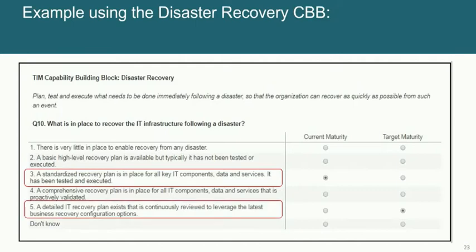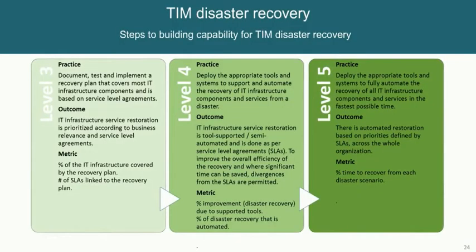For the sake of the example, I have chosen a response of 3 to the current maturity and a response of 5 to the target or desired level of maturity. So based on these answers, I would like to show now how the questionnaire can be used in connection with the POMs.